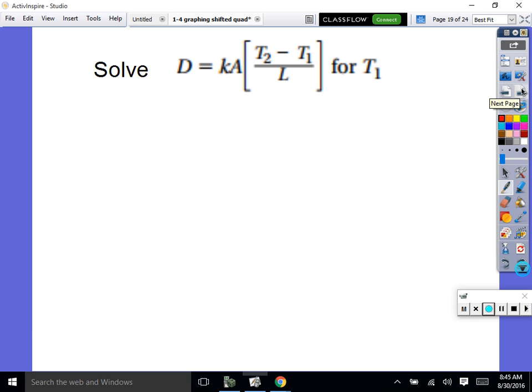Solve for T1. So we've got to do this correctly. Here's T1. It's trapped inside the parentheses, right? That's not a bad idea, actually. We could multiply by L, but my first thing I'm going to do is take care of K times all that stuff. What undoes multiplication? Division. So I'm going to divide both sides by KA. That's what I'm actually going to do first, but you can do this different ways.